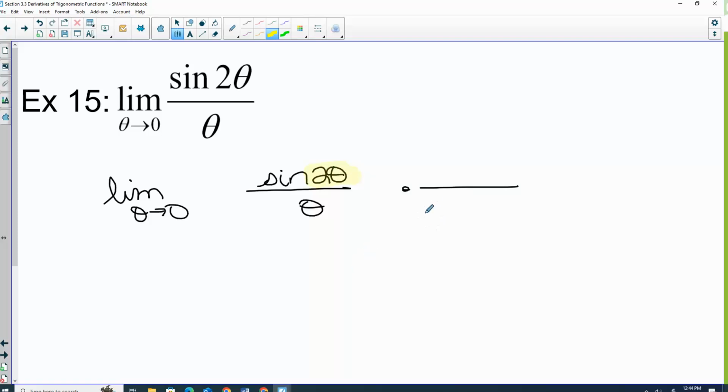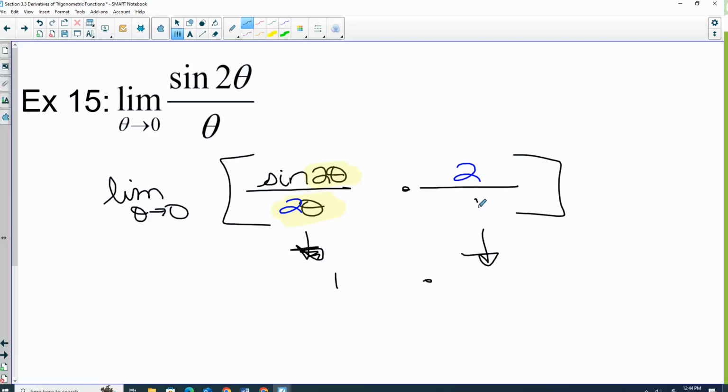So since this is assigned to theta, what do we need on the bottom? Two. Which means I have to put one on the top. Okay, but that's all we have. We don't have any other extra stuff. So this goes to 1 times, this is just like a 2 over 1, or 2, and 1 times 2 is 2.